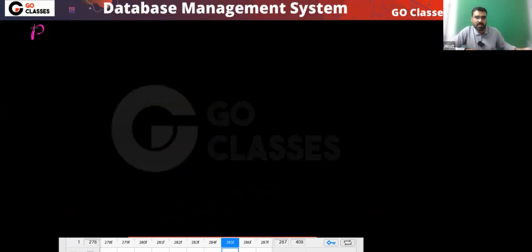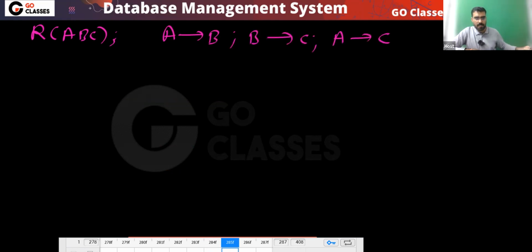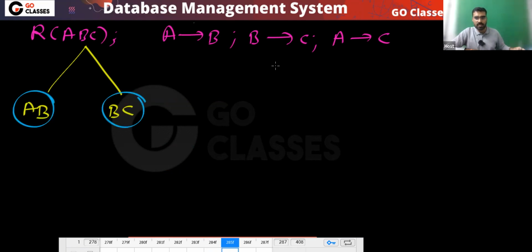The question is very simple. You have a relation R, which is ABC, and in this you have A determines B, B determines C, and A determines C. Now you are doing this decomposition: one is AB and another is BC. These are the FDs of the original database. Now you tell me, to enforce this, what will you do?